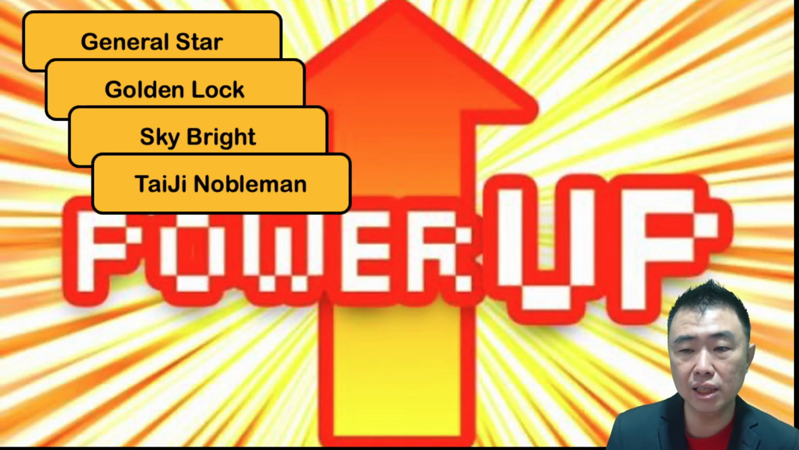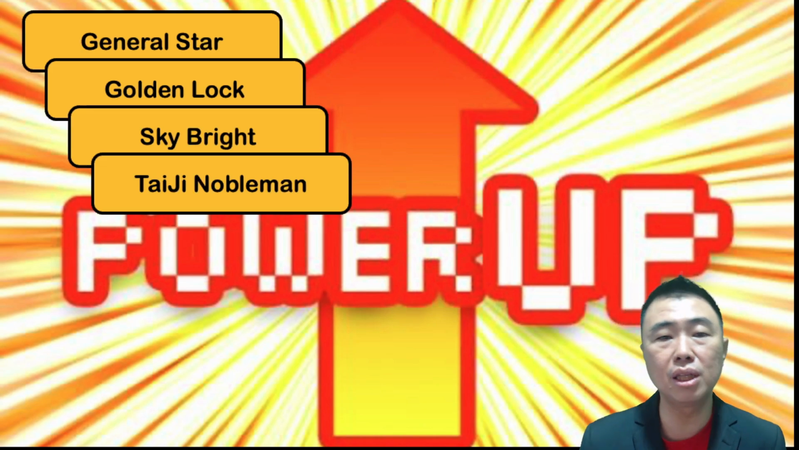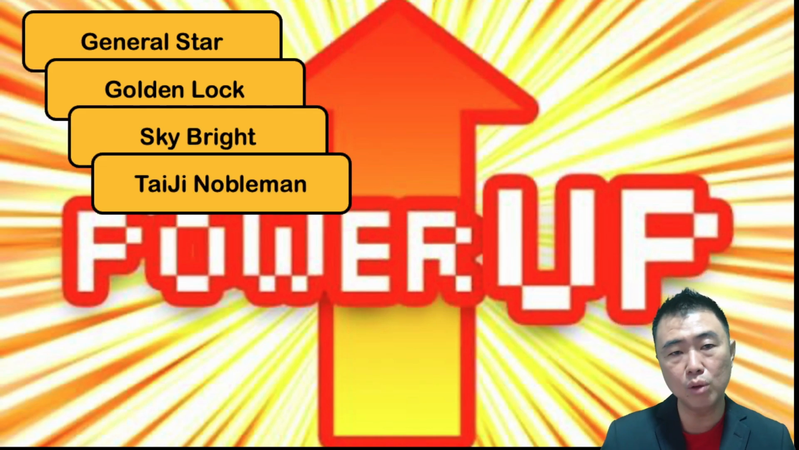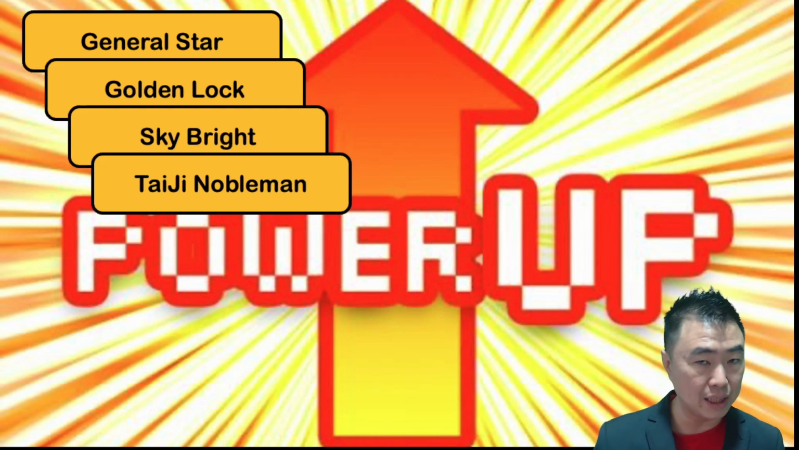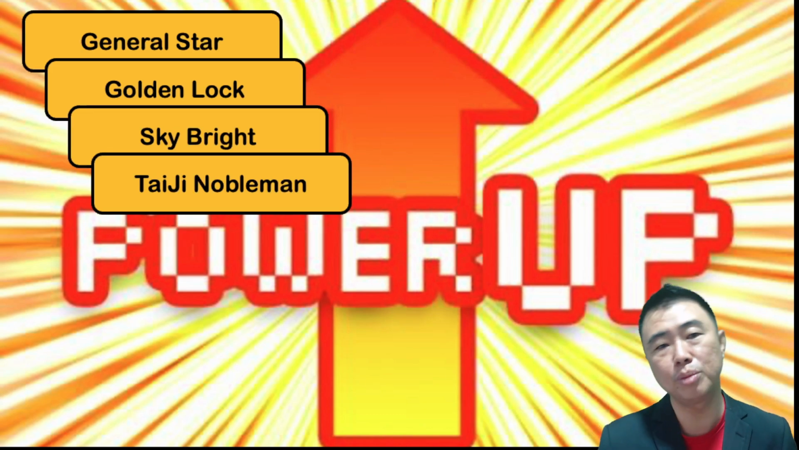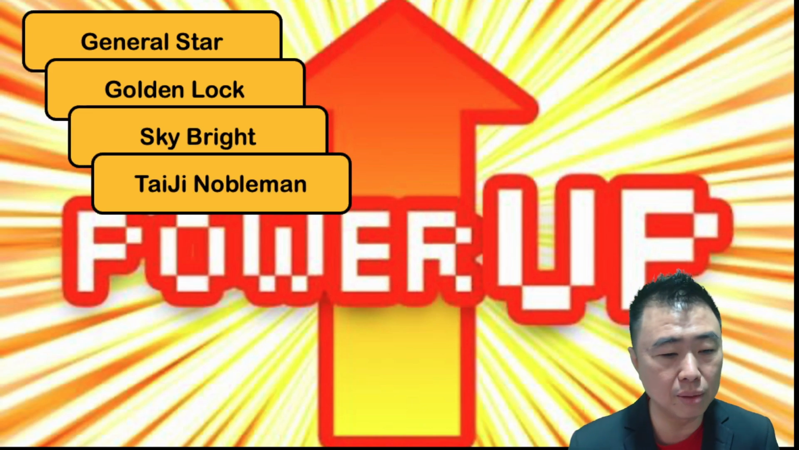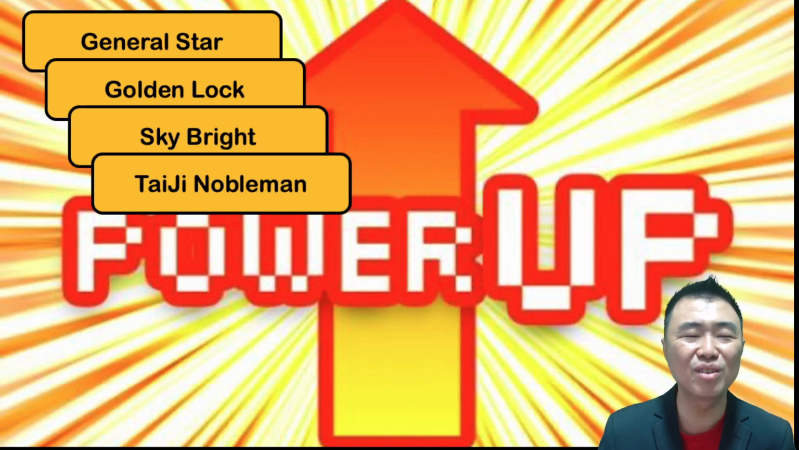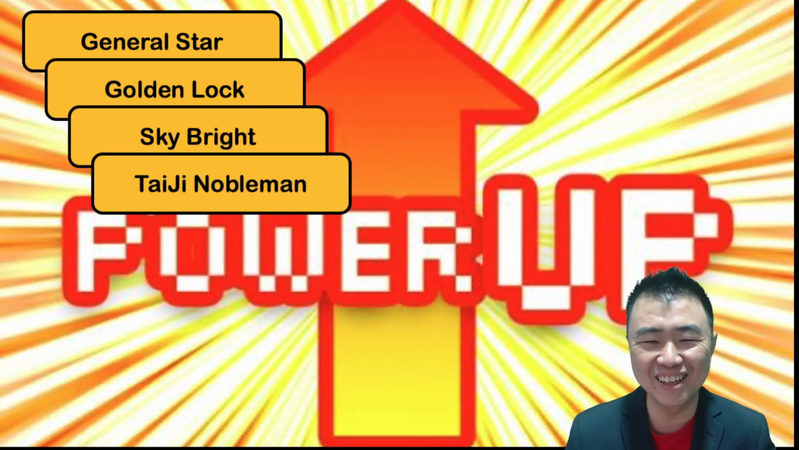So Sky Bright and Taiji Nobleman have to do with the ability to solve problems. Sky Bright allows you to see things in a clearer manner, which is good. At the same time, you will also be able to see your stupidity in a clearer manner. Sometimes I don't know whether you guys like that type of situation.